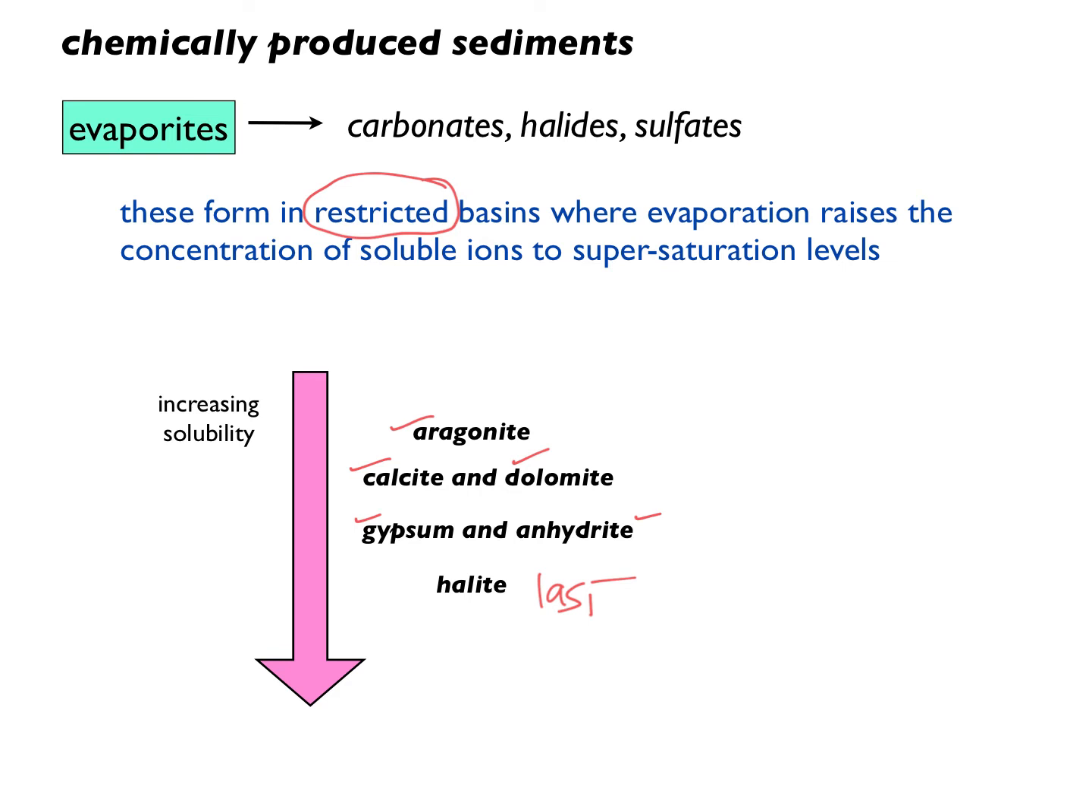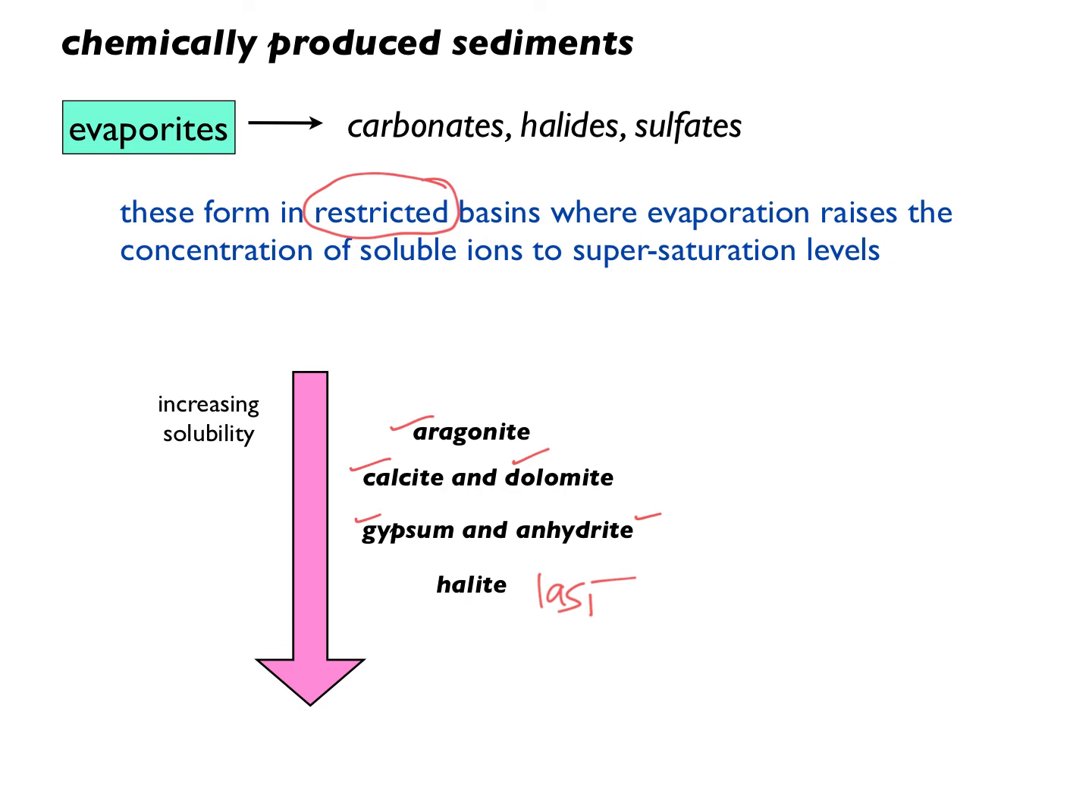Looking at it in the other direction, say you had a bucket with all of these minerals in it: aragonite, calcite, dolomite, gypsum, halite. If you were to splash a bunch of water into that bucket, halite would be the first to dissolve. It has really high solubility. So last to precipitate, first to dissolve.